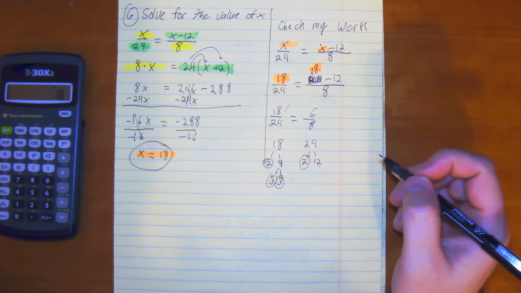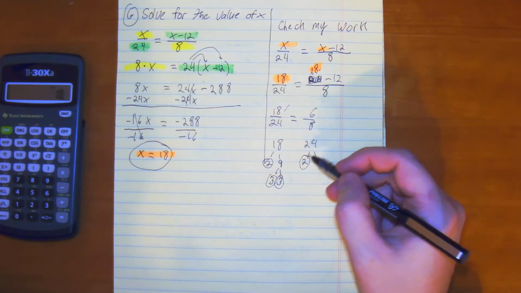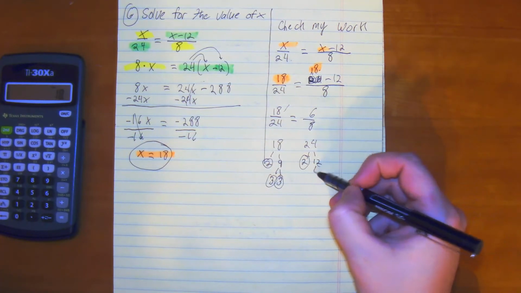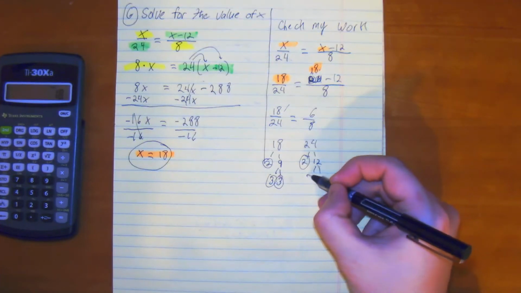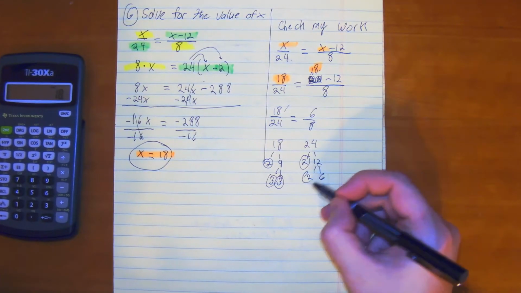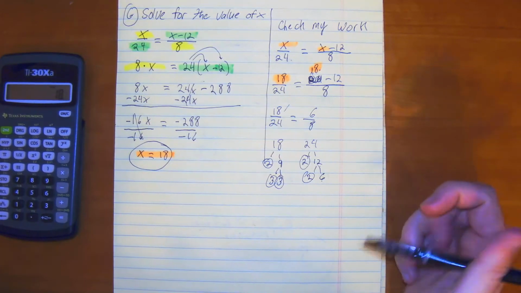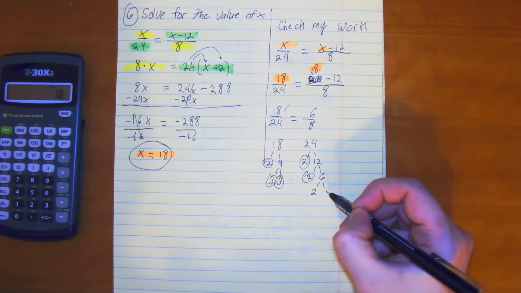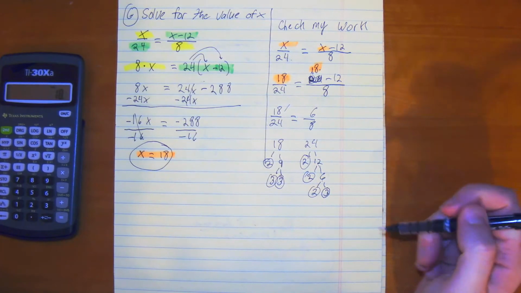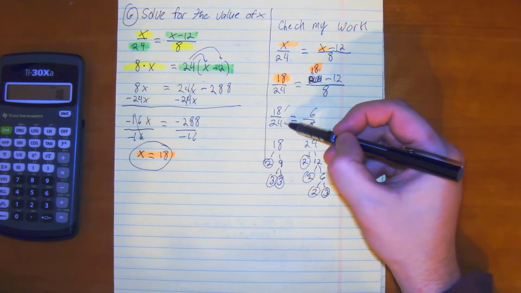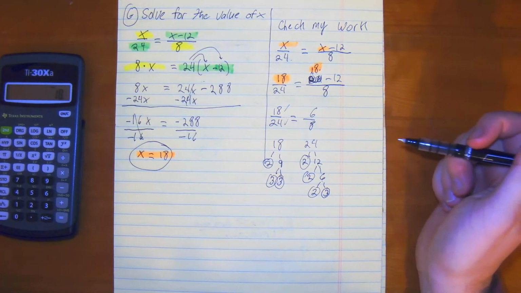2 goes into 24 12 times. Now we got to break down our 12. 12 is even, so we're going to break that down by 2 and 6. 6 is even again, so we're going to break that down by 2 and 3. So we're left with all prime numbers. So we're done with our left ratio.